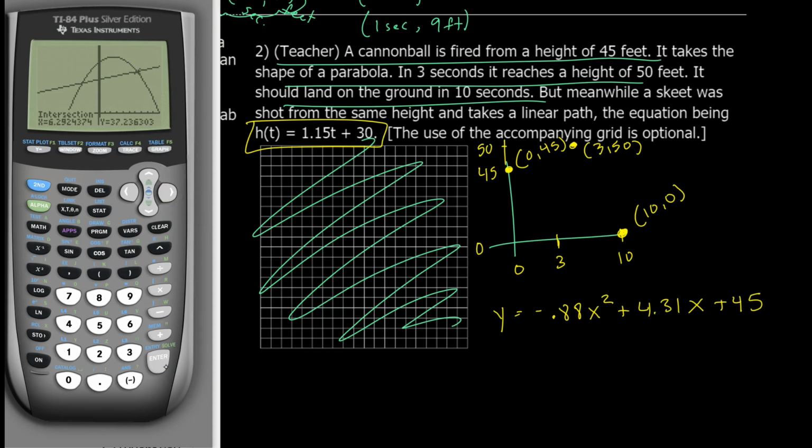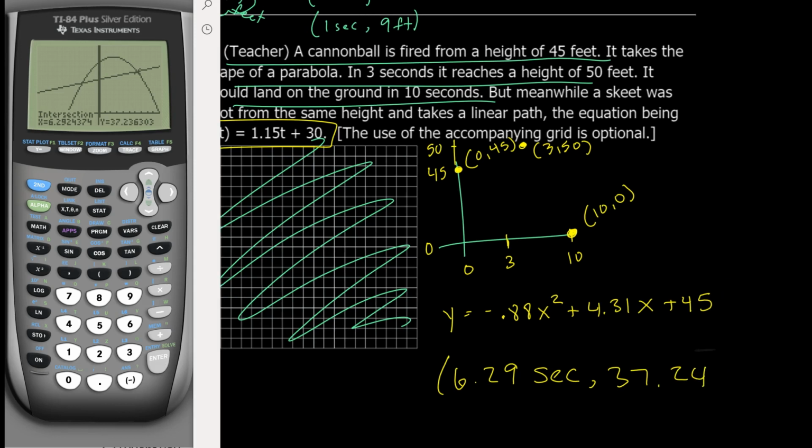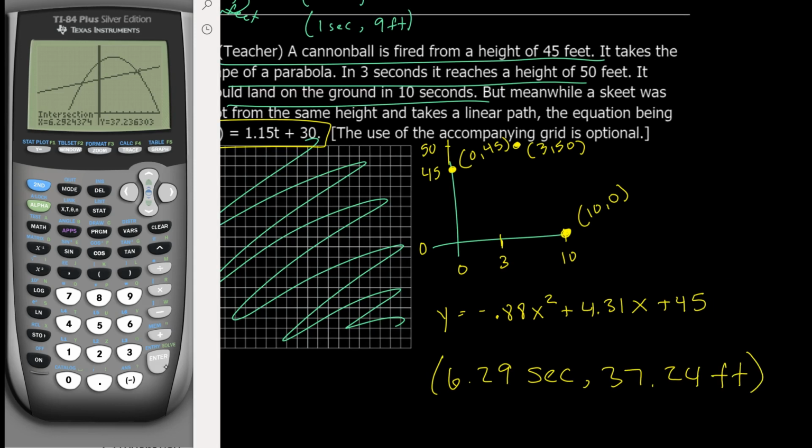Okay. So we have 6.29. And what's our unit? Seconds. And then we have 37.24. And what's our unit? Oh my gosh, we're done.